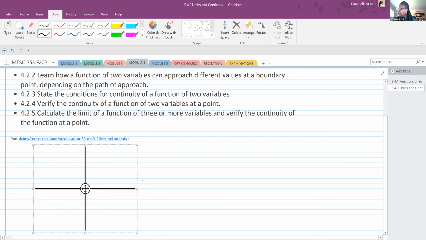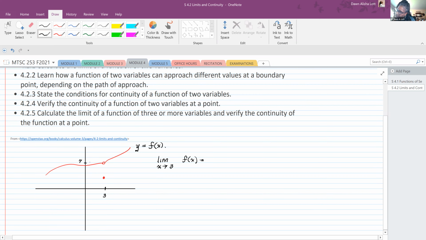Okay, so here's my situation. I have this function. This is the function y is equal to f of x. So I can ask you, what is the limit as x approaches 3 of f of x?